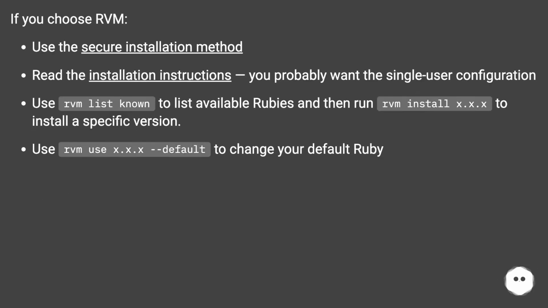If you choose RVM, use the secure installation method, and read the installation instructions. You probably want a single user configuration. Use rvm list known to list available Rubies and then run rvm install x.x.x to install a specific version. Use rvm use x.x.x --default to change your default Ruby.